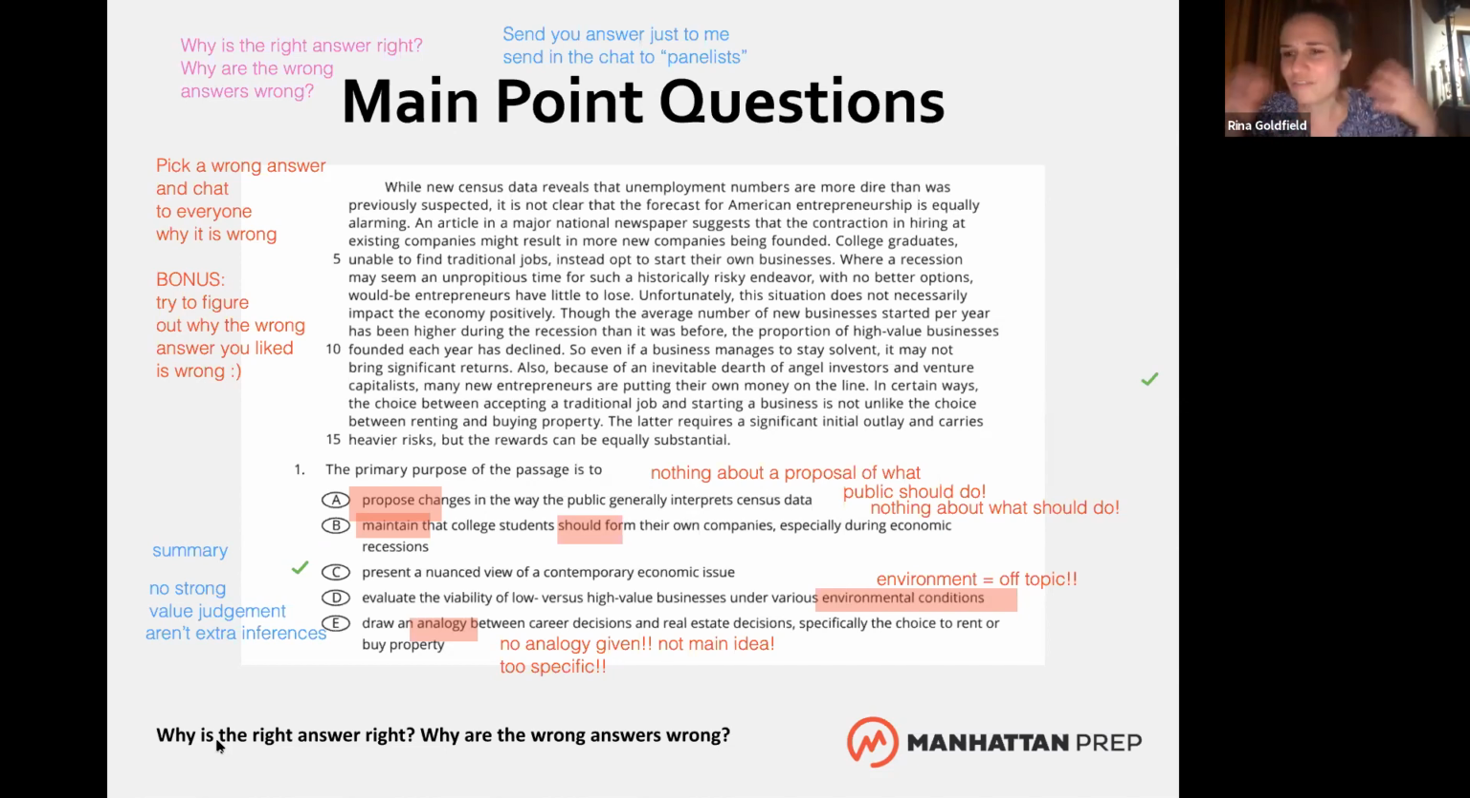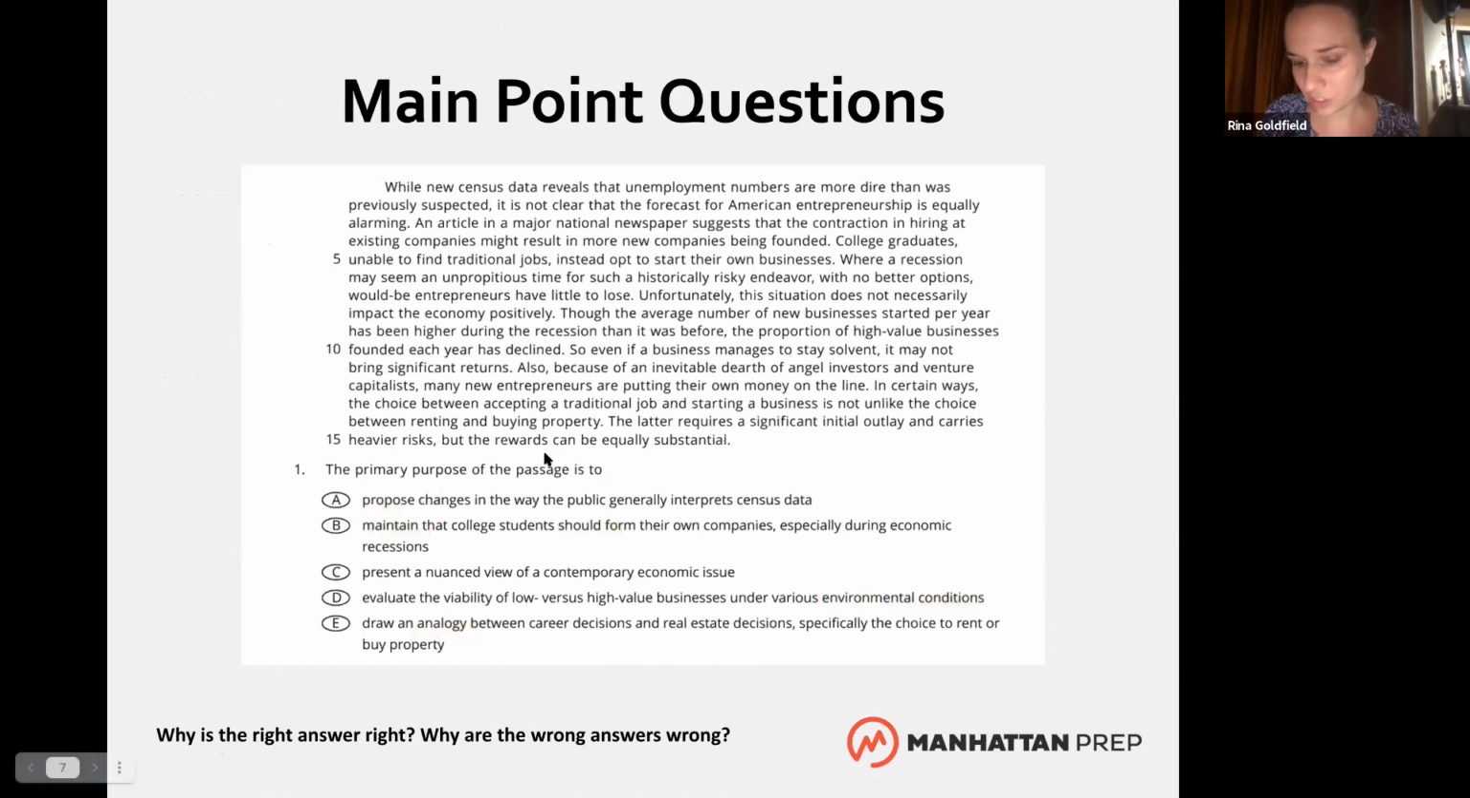Also, I'd say the author isn't necessarily evaluating the viability. The author is presenting us with, hey, some of these might be less high profit, but the author isn't specifically evaluating on his or her own. E, this analogy isn't given and it's too specific. So let's generalize from here. So this is a great example. C is right, but what qualities of wrong answers does this illuminate?